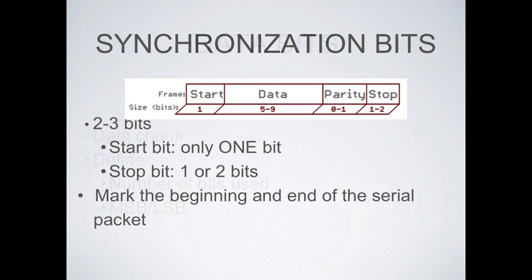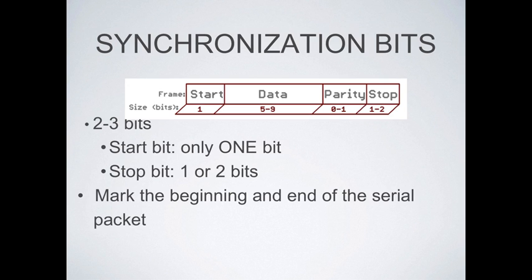You define it. This next thing is synchronization bits. This is the beginning and end of a serial frame, essentially. The synchronization bits can be either 2 or 3, depending. The only thing that will change the number of bits is the stop bit. The start bit is always only 1 bit. And then you define whether your stop bit is going to be 1 or 2 bits. Most commonly, you're going to find that your stop bit is 1 bit. And that marks the beginning and end of the serial packet.